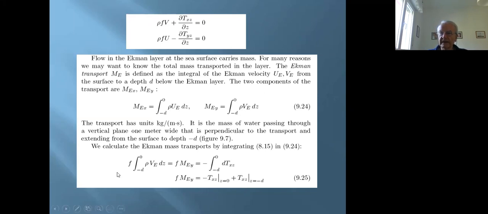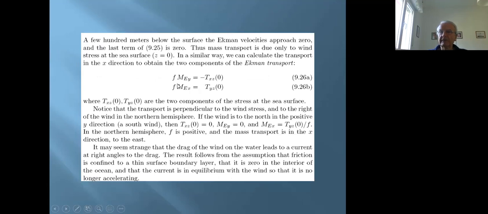So we end up with this thing equal to the friction at the surface. And so we have the transport in the y direction. The Ekman transport in the y direction is proportional to the friction in the x direction, and vice versa. The transport in the x direction is proportional to the stress in the y direction.